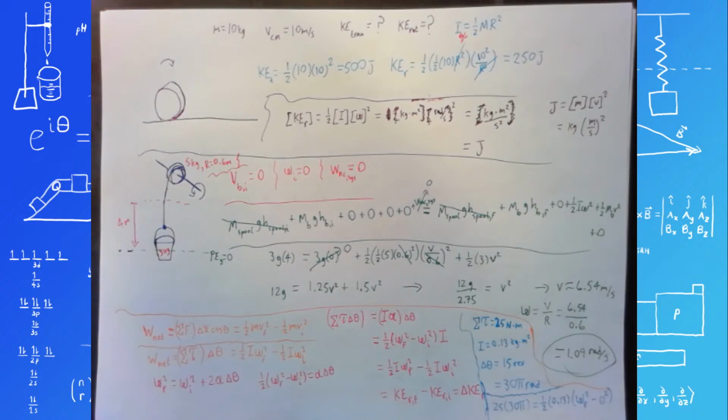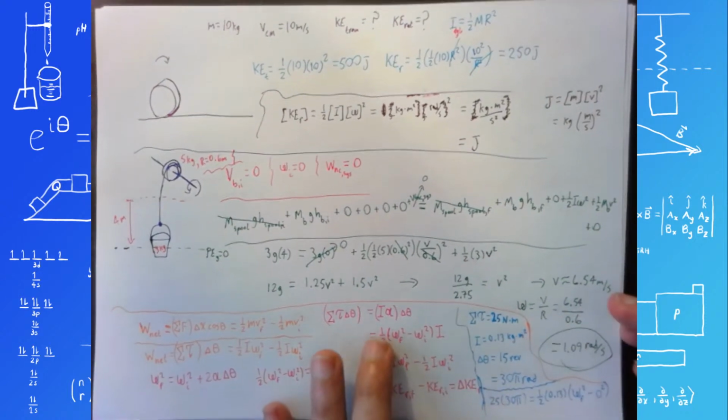There's nothing we can simplify over here anymore, so we'll go ahead and plug in the value of pi. 25 times 30 times pi. And then I'm going to multiply by 2 to cancel the 1/2 and divide by 0.13. So times 2 and divided by 0.13. And then if I take the square root of that, omega final is 190.39.